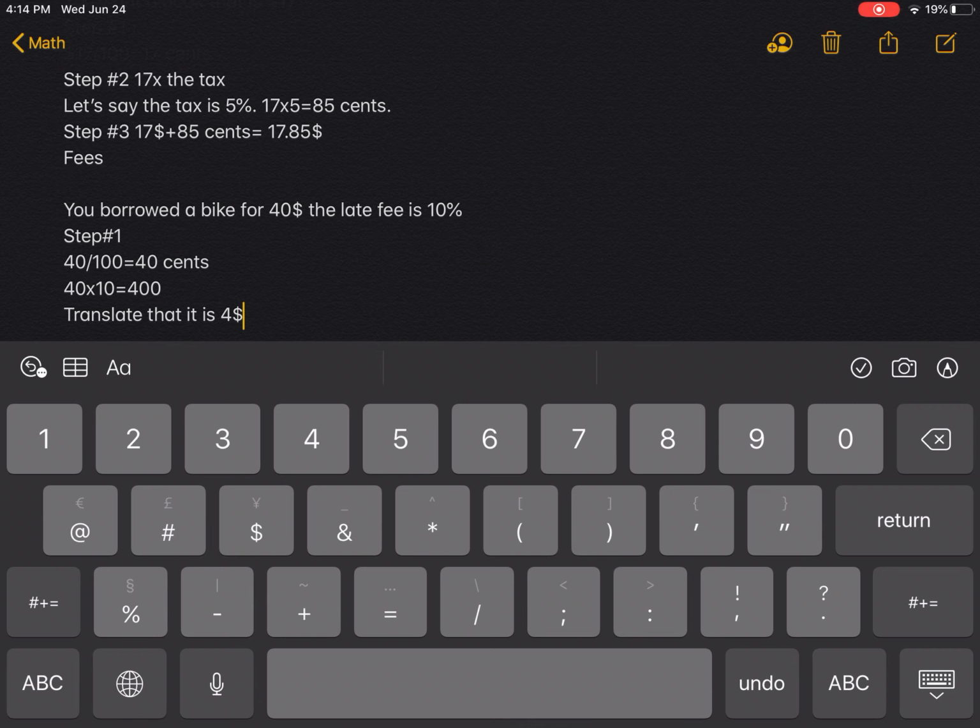This was a pretty easy example. You could probably just do 40 divided by 10. That would be 4. But it's an example, okay?